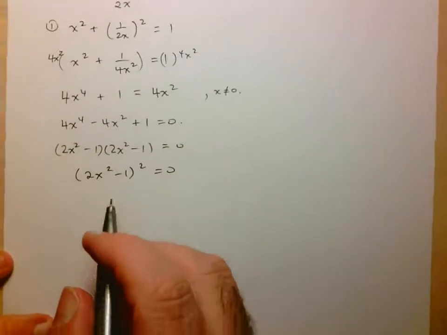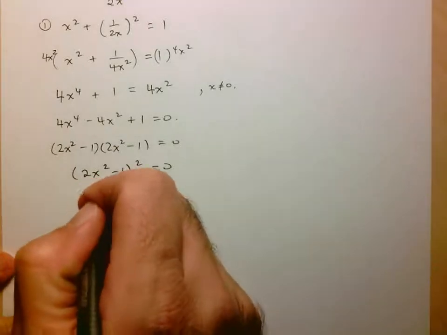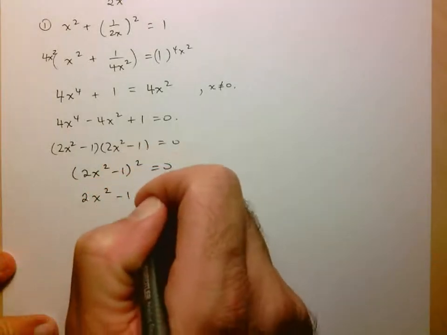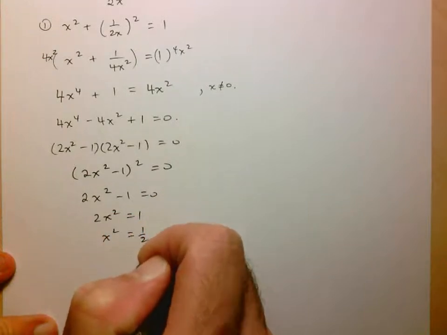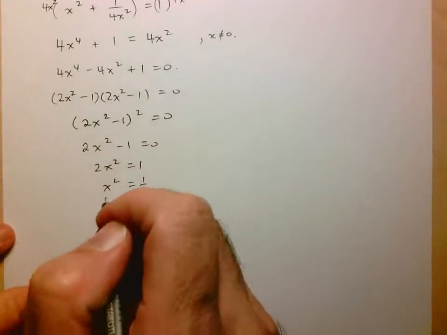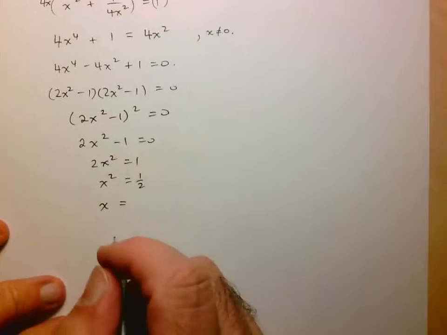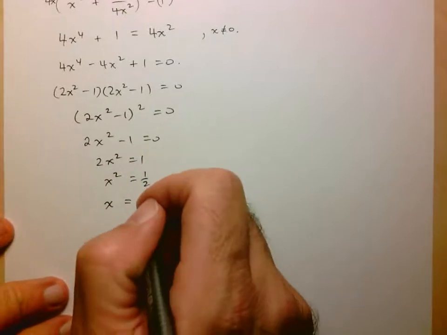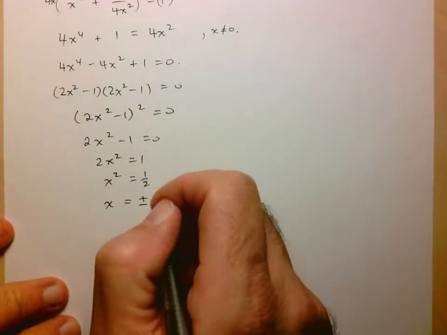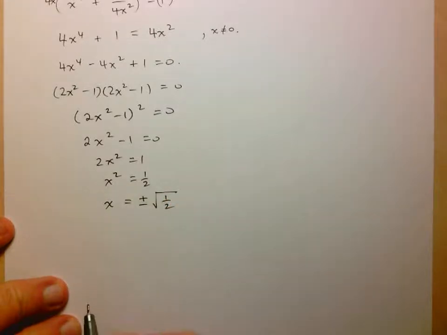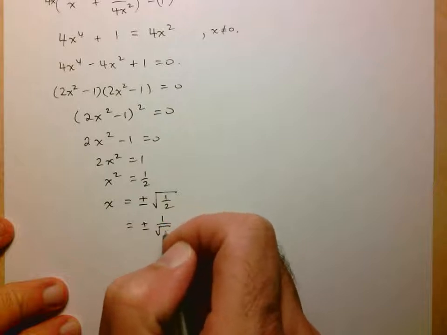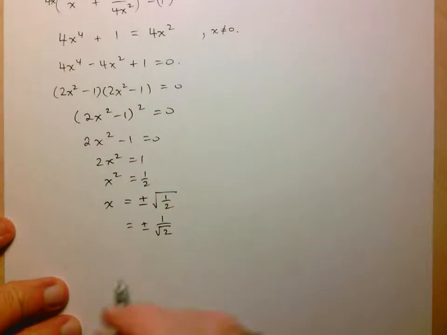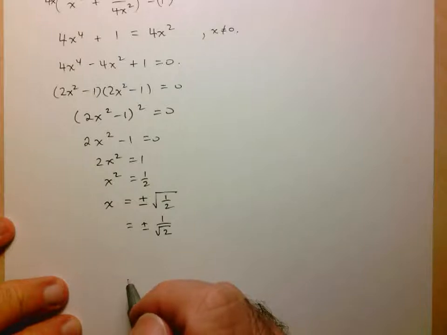This means that what's inside that bracket needs to be equal to 0. So 2x squared minus 1 equals 0, so 2x squared equals 1, and x squared equals a half. Of course, please remember that when you're taking the square root of both sides of an equation, we have both the positive and negative square root. Here I can simplify this to plus or minus 1 over square root of 2. Now you can also rationalize the denominator, but at this point I won't.